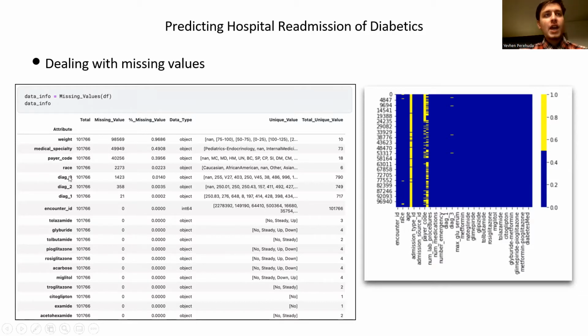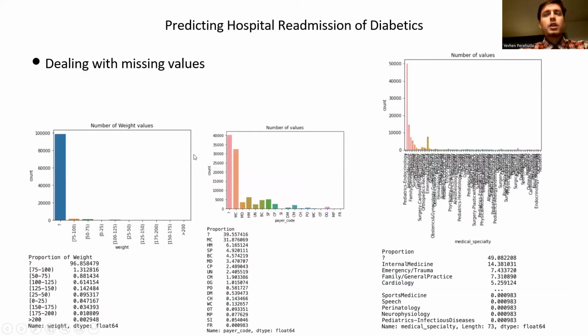Regarding the race and diagnosis columns, we can see that there are just 2 or 1% of missing values, so we can just remove patients with missing values for these features. And here you can see the distribution of weight and payer code values.